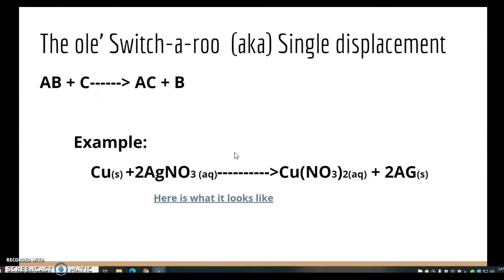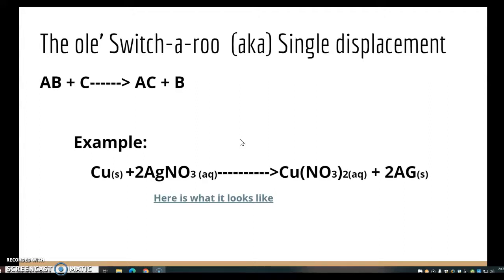The next example of a chemical reaction is what's called single displacement. In single displacement, a chemical bond, maybe an ionic bond like NaCl, for example, would bond with C, a third thing, and the C would switch. So you'd go AB plus C on the reactant side, becomes AC plus B on the product side.